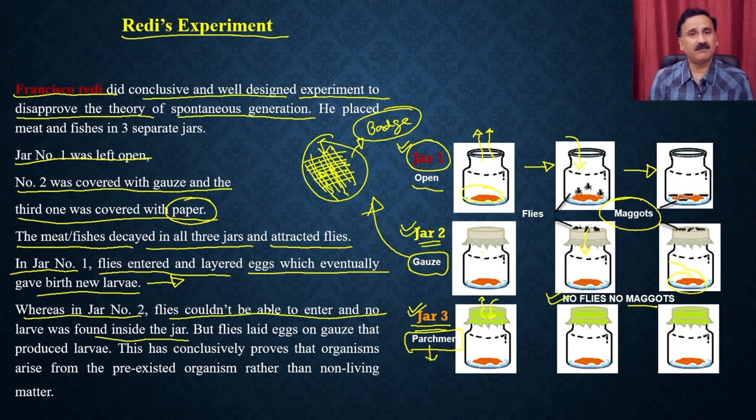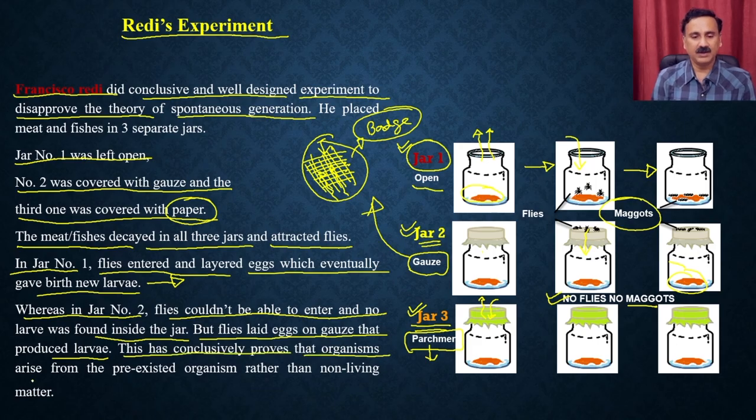So, that was a disproof or contradiction to the theory of abiogenesis, but the flies laid eggs on the gauze to produce the larva. And that is actually the point which Redi was trying to prove, that it is the fly which actually gives rise to the maggot. It is not the meat which gives rise to the maggots. And this was conclusively proved, that organisms arise from pre-existing organisms rather than non-living matter.